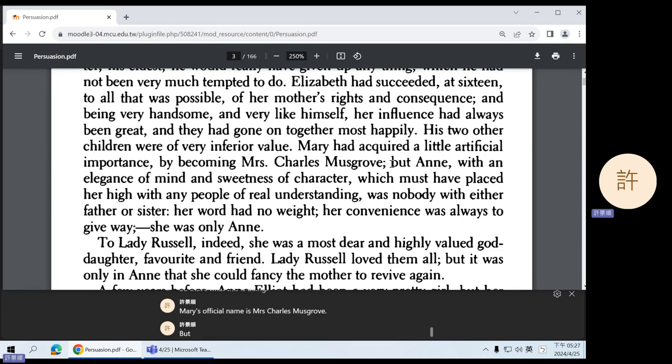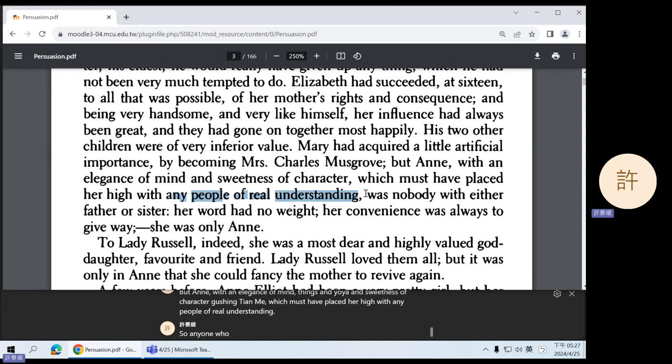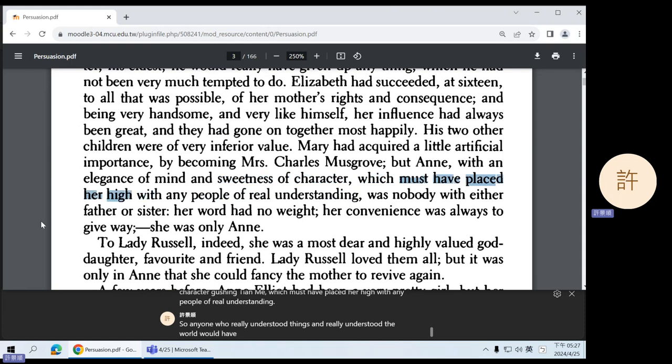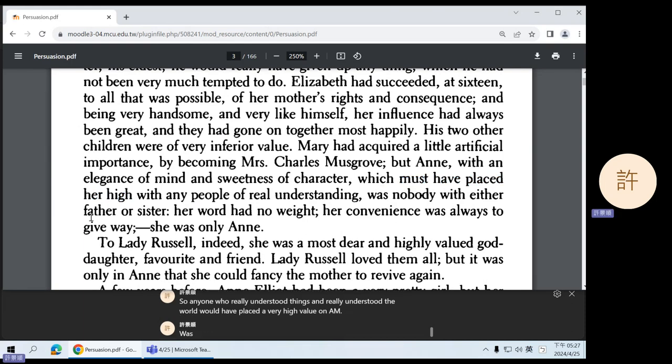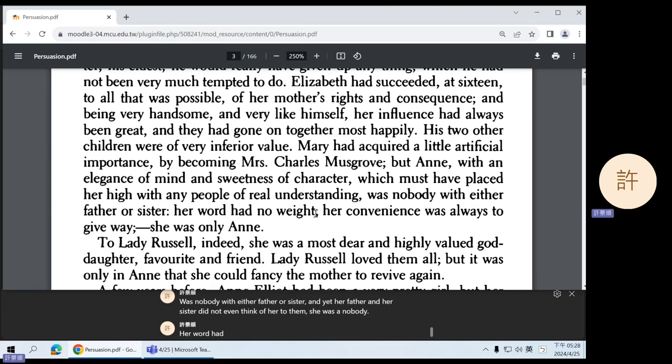But Anne, with an elegance of mind, 心智很优雅, and sweetness of character, 个性甜美, which must have placed her high with any people of real understanding. So anyone who really understood the world would have placed a very high value on Anne. Was nobody with either father or sister. And yet her father and her sister did not even think of her. To them, she was a nobody. Her word had no weight.